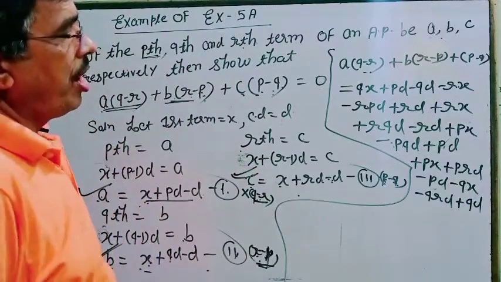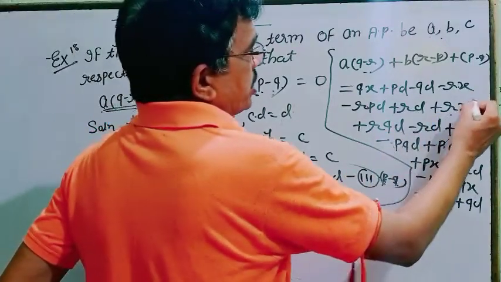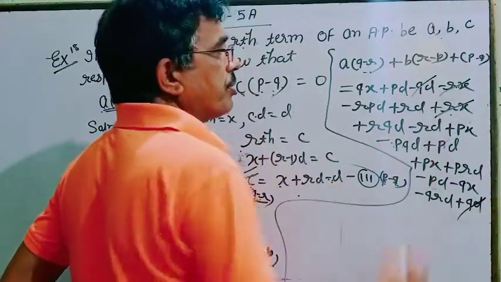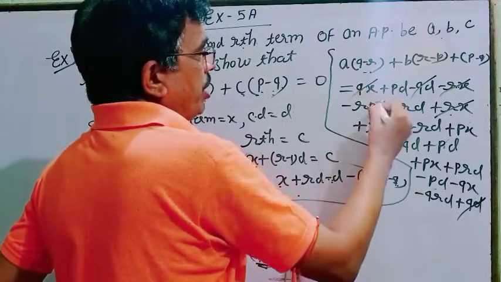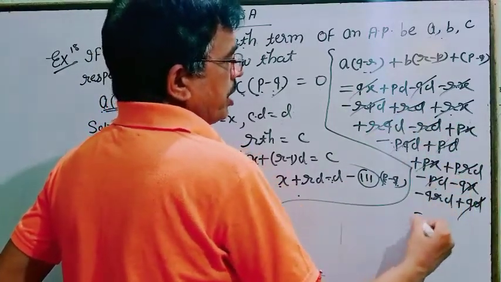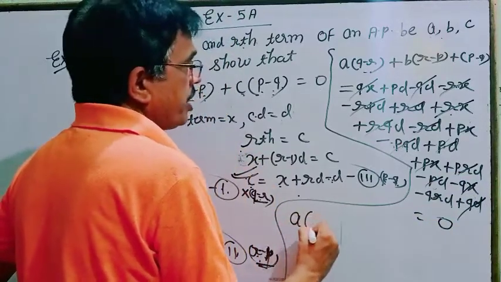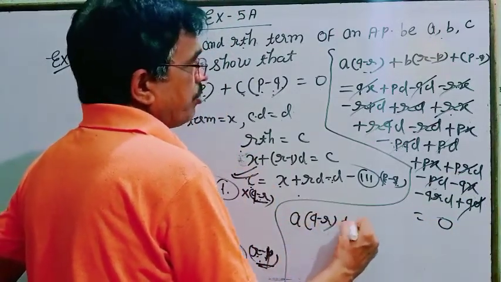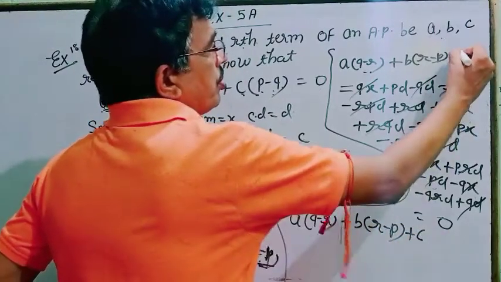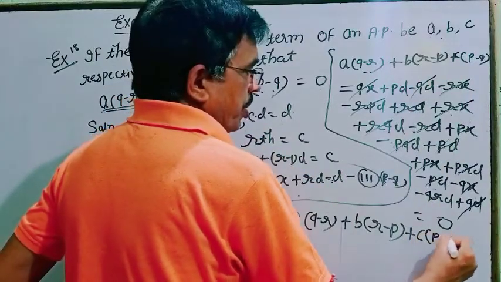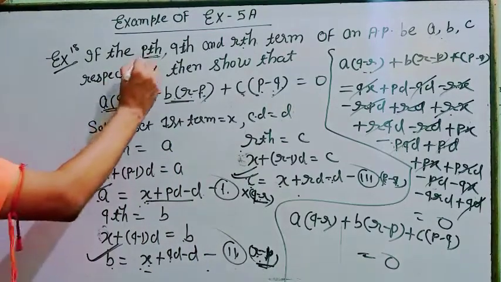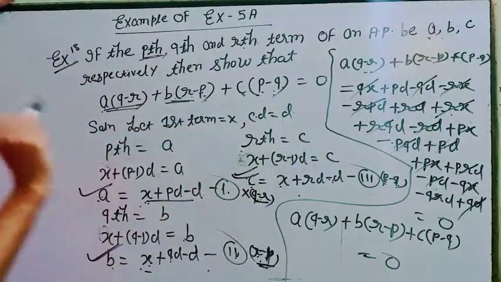And dear student, all are cancelled. Here plus rx and here minus rx cancel. Here plus qd and here minus qd cancel. Similarly, all are cancelled. Then what remains is 0. So your answer is A into q minus r plus b into r minus p plus c into p minus q is equal to 0. So in this question, first suppose the pth term is A; never suppose the first term is A.